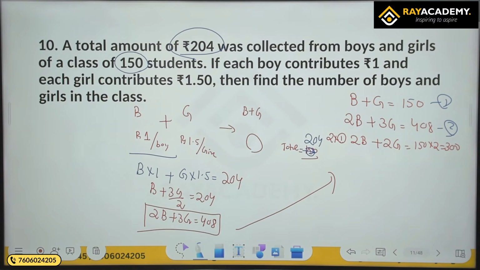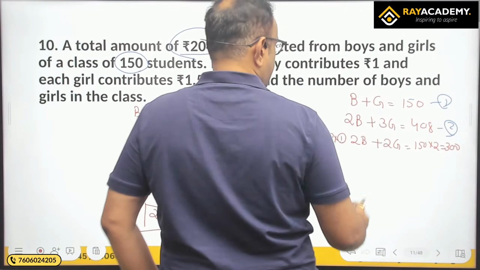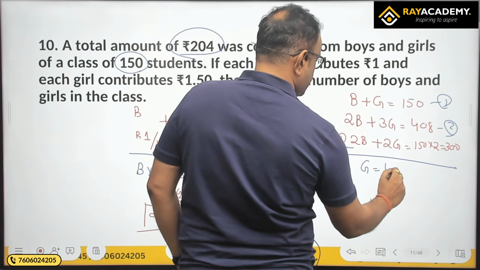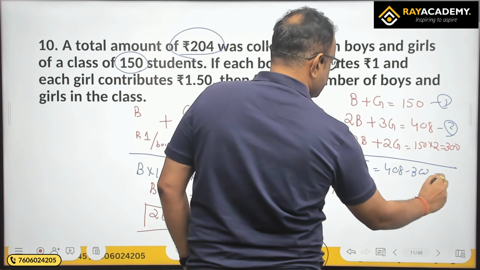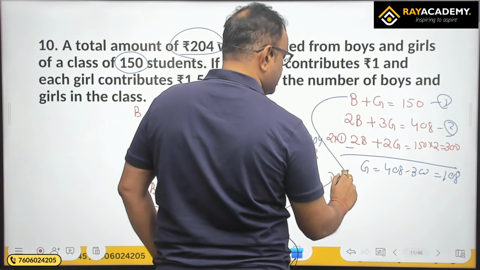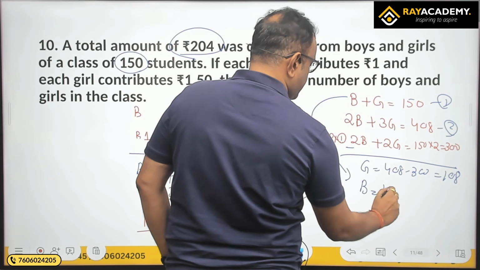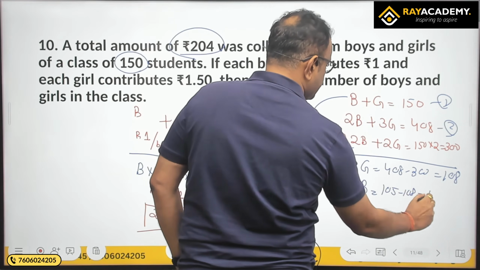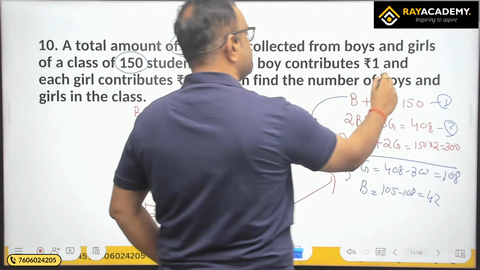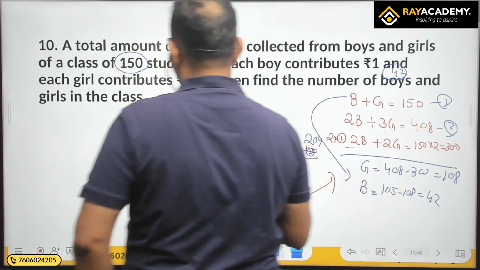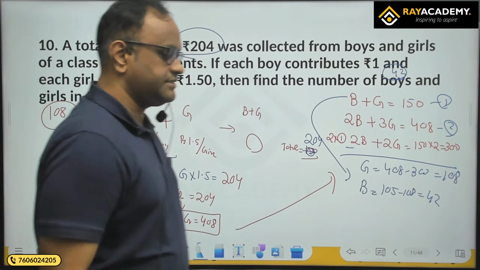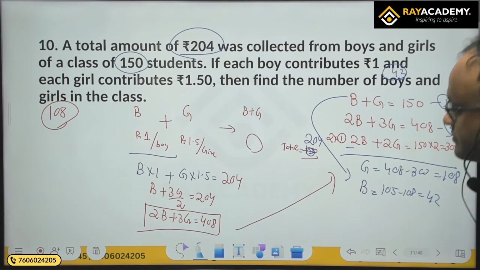Okay, now you need to solve these two questions. Subtract: this is G, 408 minus 300, that is 108. So the number of girls is 108, and the number of boys B equals 150 minus 108, that is 42. The question asked us to find the number of boys and girls. Boys will be 42 and girls will be 108. This is the composition of the whole class.